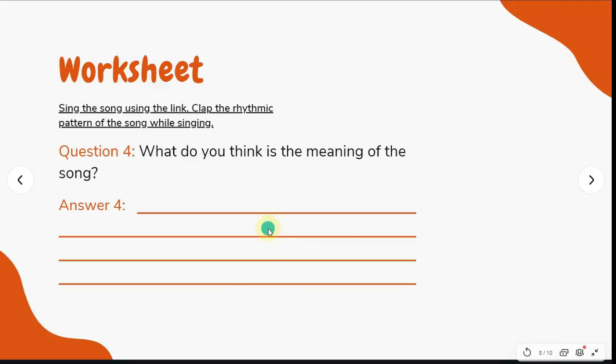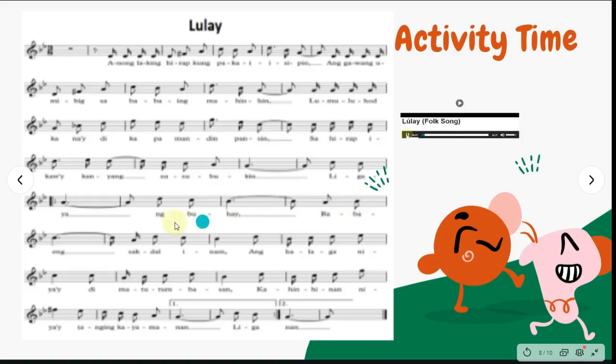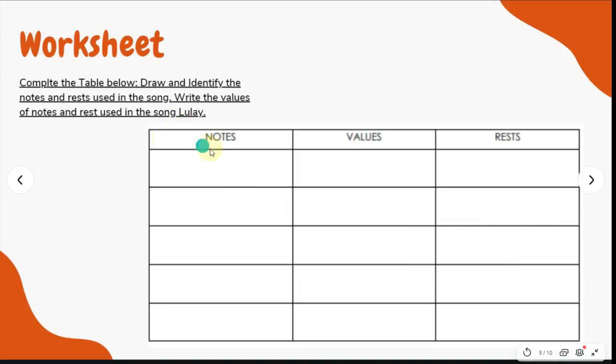Okay, and we'll proceed to another activity, activity 2. We have the song Lulay. It's again a Tagalog folk song, but I wasn't able to do the notation score, and here it's just quite blurred, and all you have to do is identify the notes.